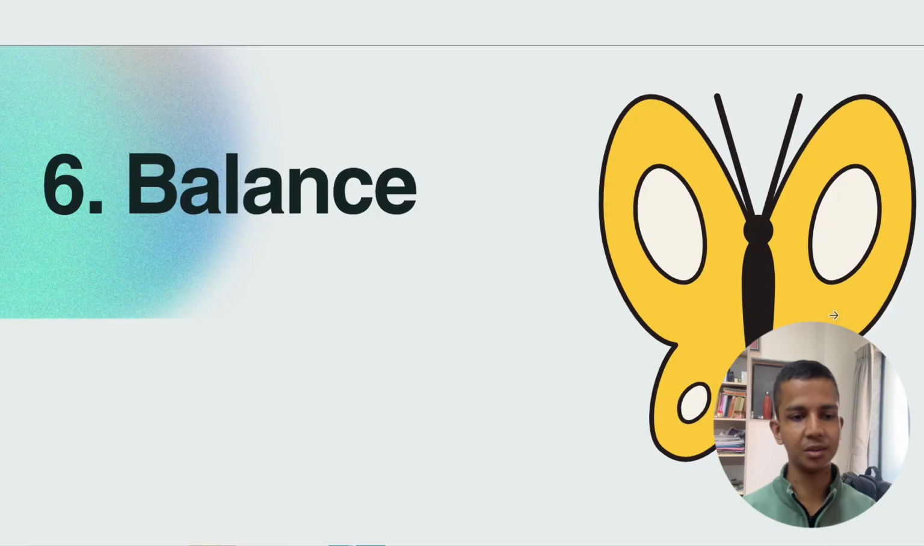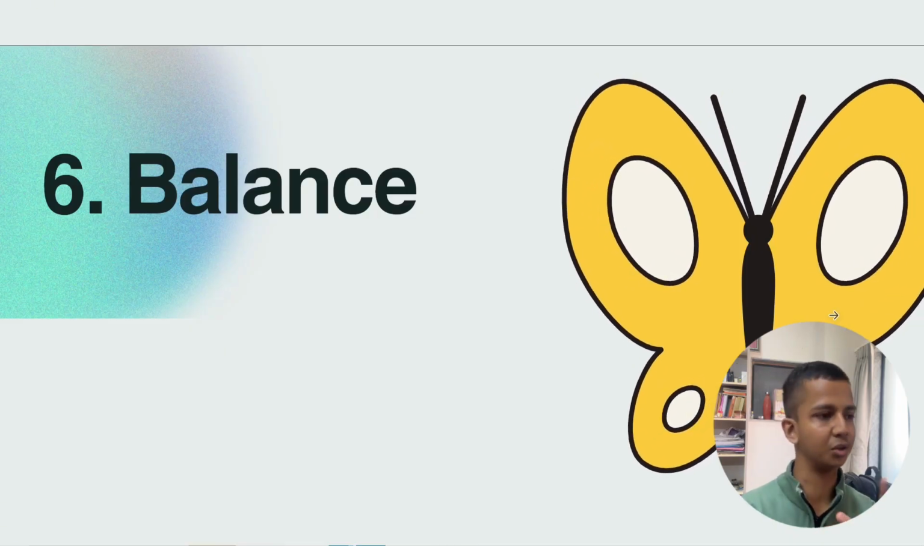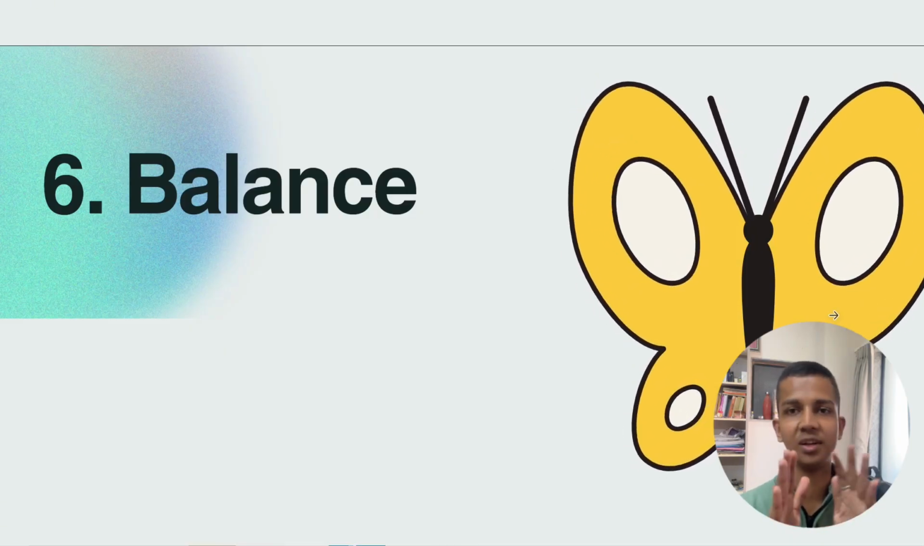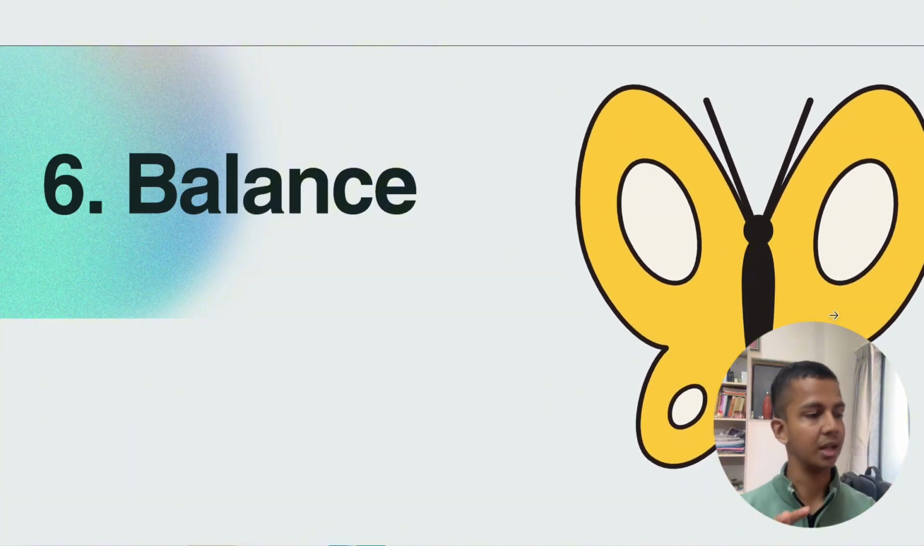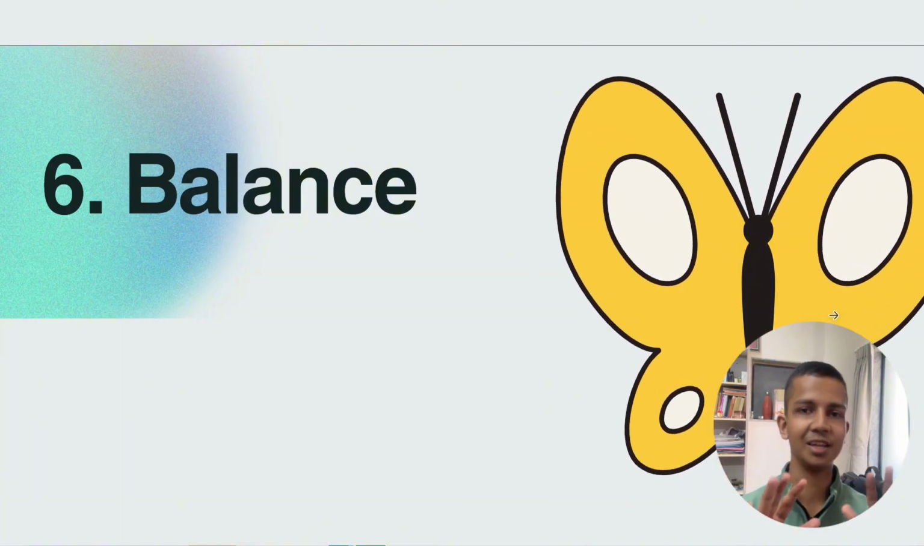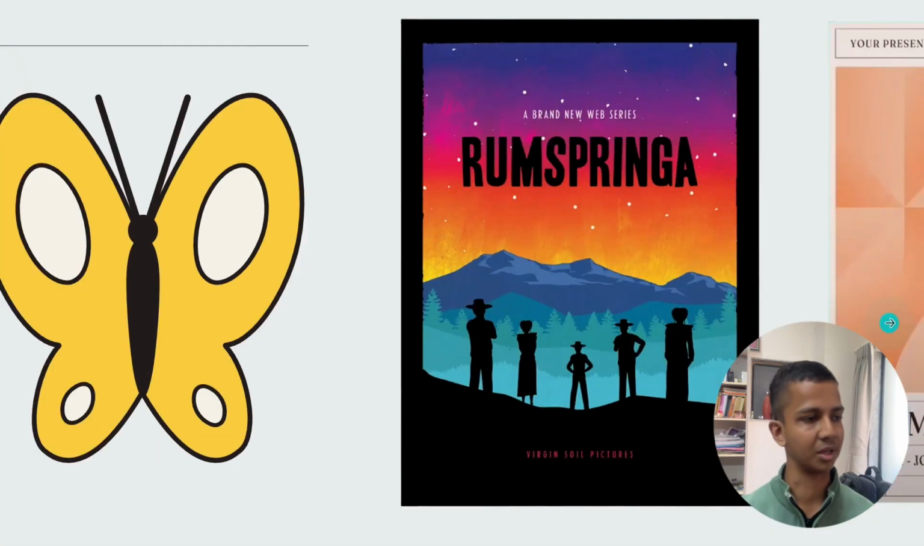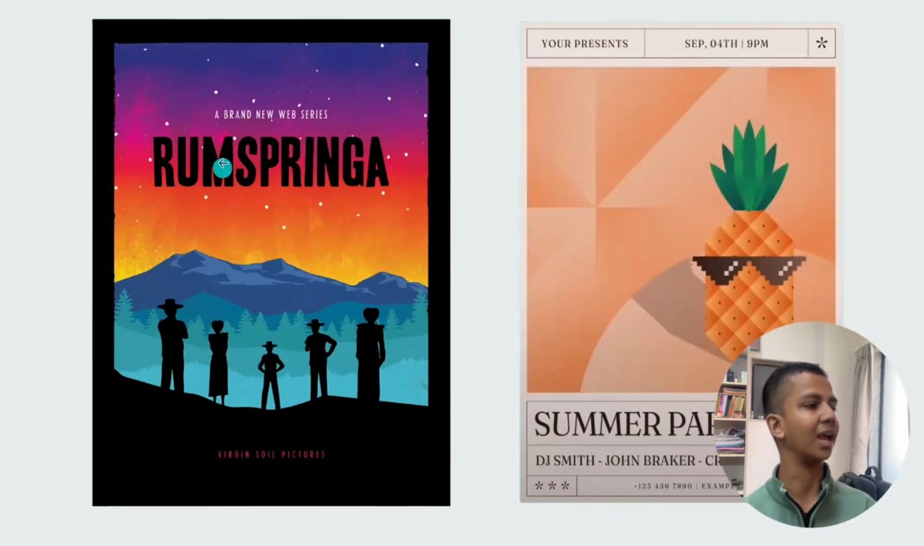Next we have balance. Balance simply means distributing elements so the design feels stable. The colors, the elements, everything is balanced in the design. So let's see some examples. On the left hand side, oh wow, the gradient color is used to create that balance. Also there are 5 silhouettes, and everything is perfectly balanced.